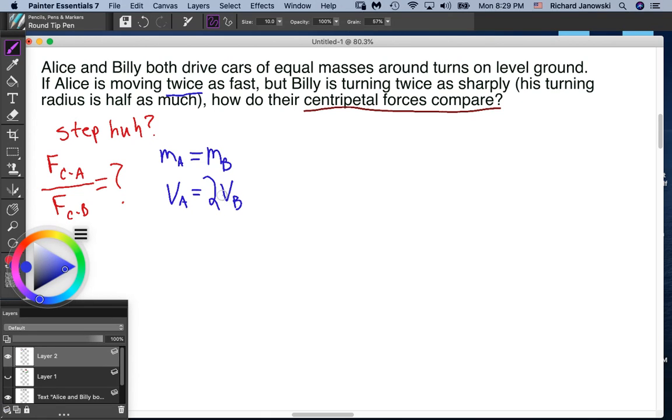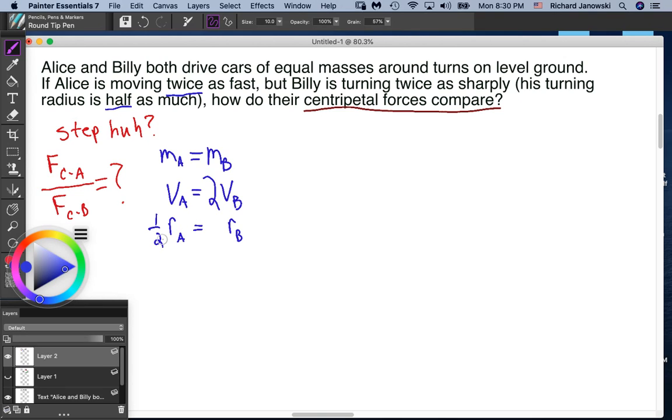Now the next thing. But Billy is turning twice as sharply, meaning his turning radius is half as much. So how do radius of Alice and radius of Billy compare? So Billy's turning radius is half as much. So that means the half actually goes over here, because whatever Alice's radius is, Billy's radius is 1/2 that number. So that's true, but let's do something right away.